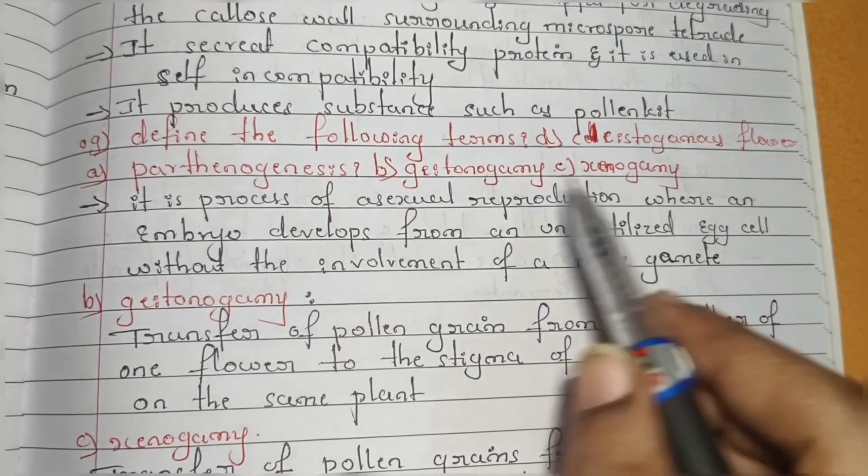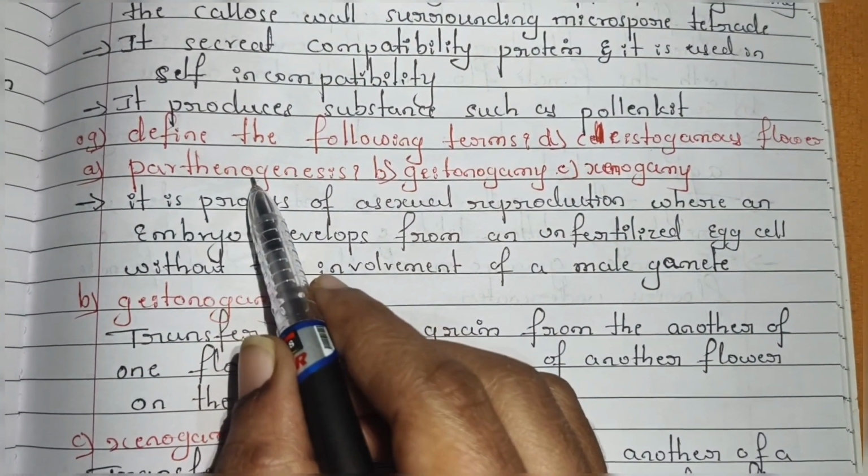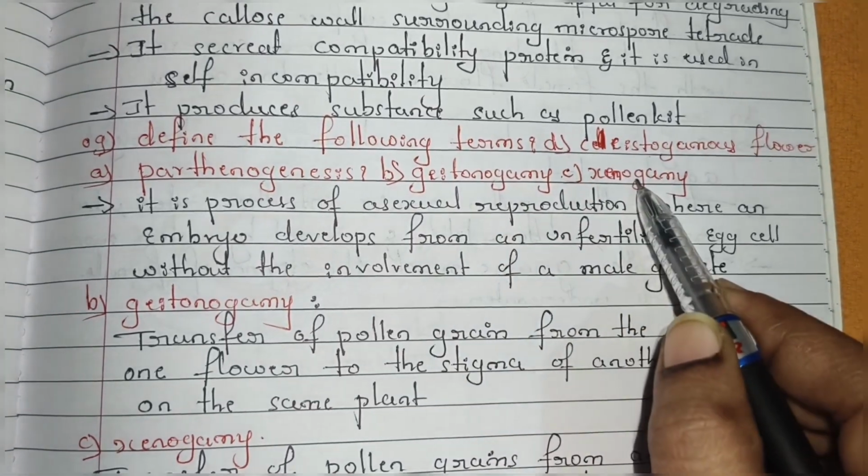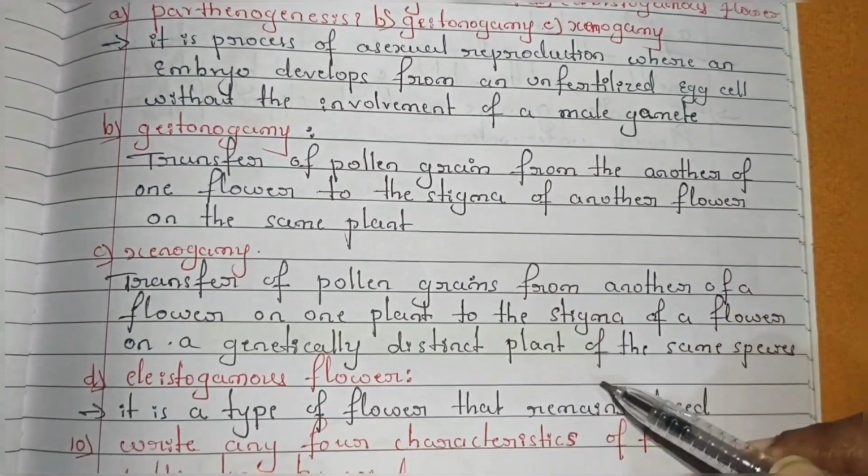Cleistogamous flower, parthenogenesis, geitonogamy and xenogamy. These are the definitions.